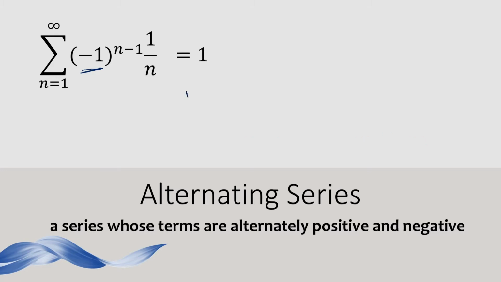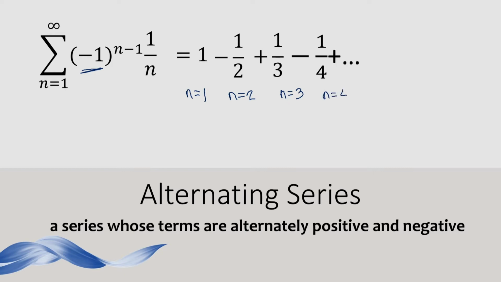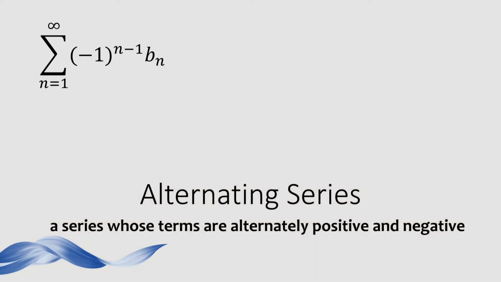If n is equal to 1, then we get 1 as the first term. If n is equal to 2, we will get -1/2 as the second term. Now we get 1/3, which is positive, if n is equal to 3. Next term is -1/4, and that is when n is equal to 4, and this will go up to infinity. Take note later on that 1/n will be represented by b sub n.